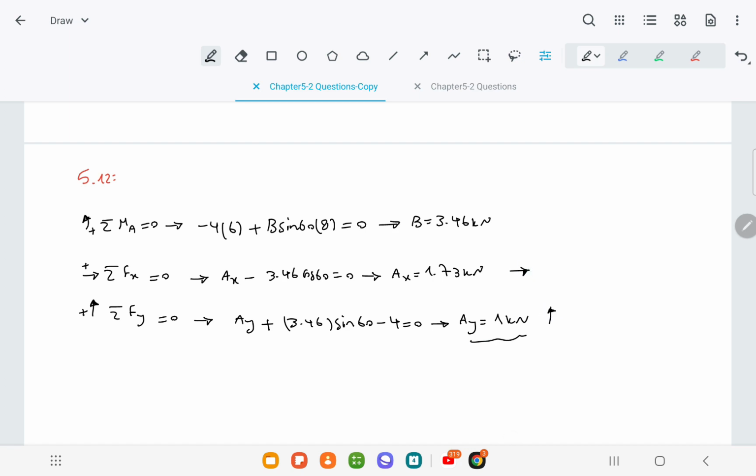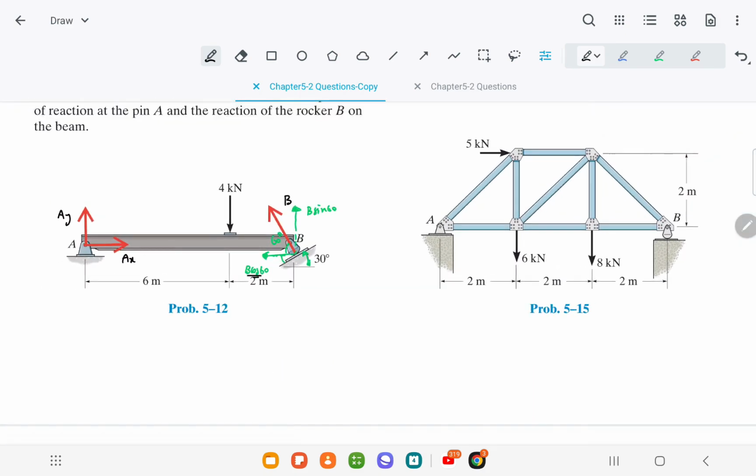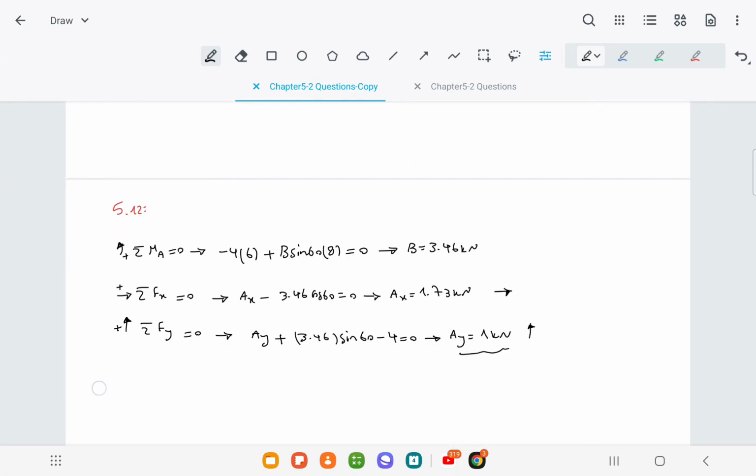We found positive values for Ax and Ay, which means the initially assumed directions for Ax and Ay are correct, and Ax is to the right and Ay is upward, and B is perpendicular to the shown surface.